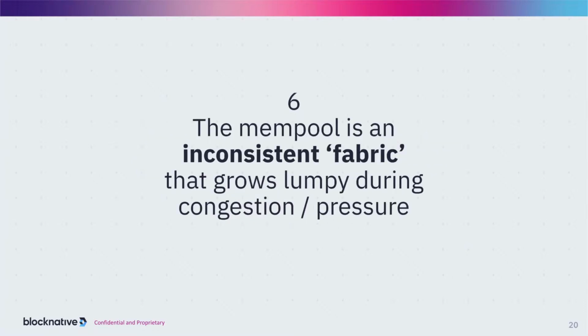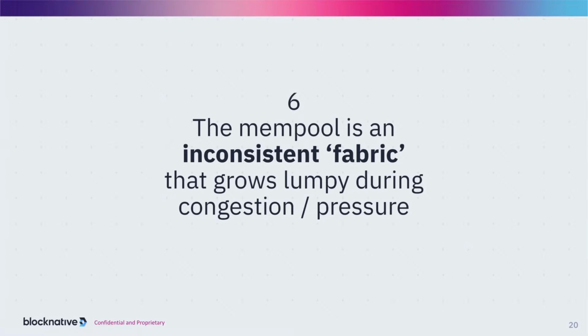Okay. Number 6, we like to think about the mempool as this inconsistent fabric that is lumpy, meaning you have areas of the mempool where you have one view of the network and areas of the mempool that you have a different view of the network, right? Kind of what I was just saying. Sometimes those views are geographically based. So you might have nodes in Europe that have a different set of transactions than nodes in, let's say, China.